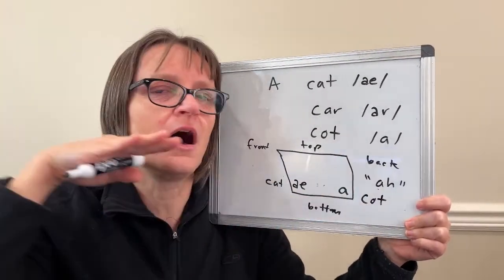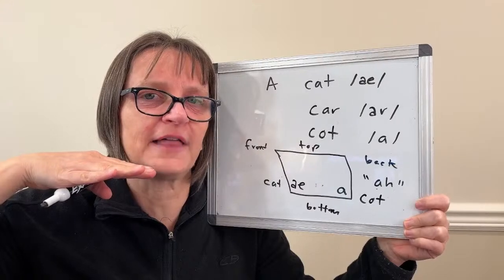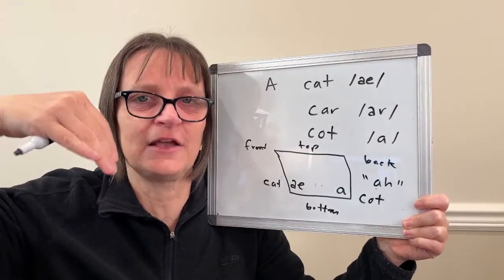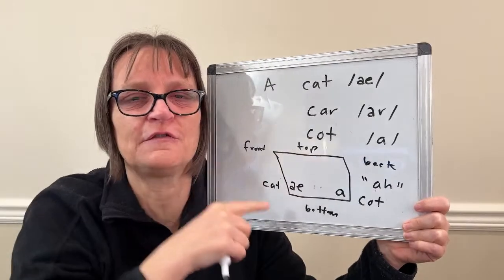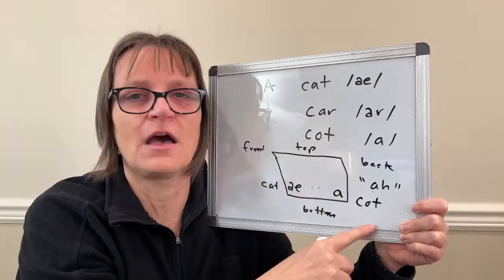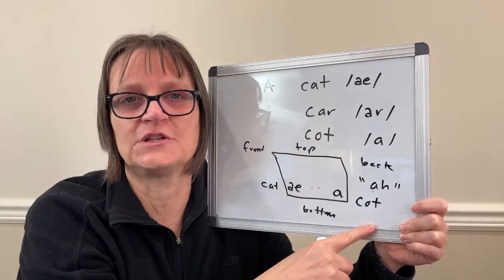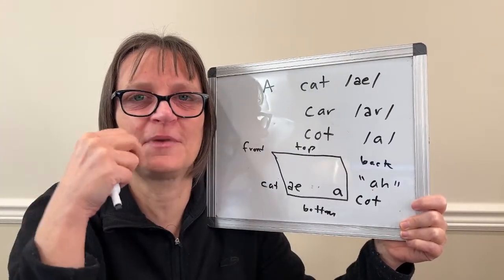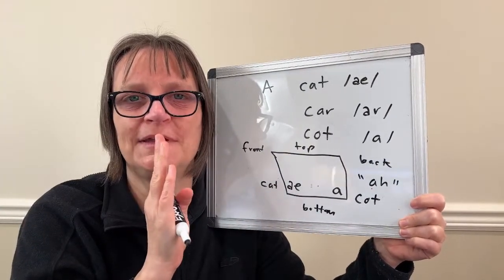So when I say ah, my tongue is down and flat. But when I say ah, my tongue is at an angle. The back of my tongue is lifted and the front of my tongue is down. So saying cot, I should feel very open. Cat, I should feel the back of my tongue lifted and the only opening is in the front of my mouth.